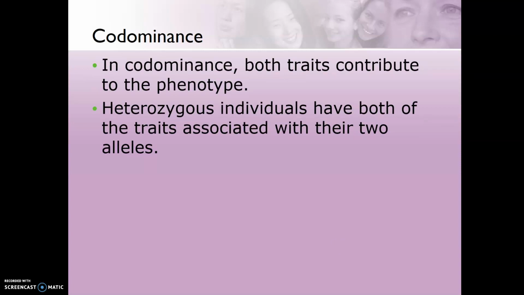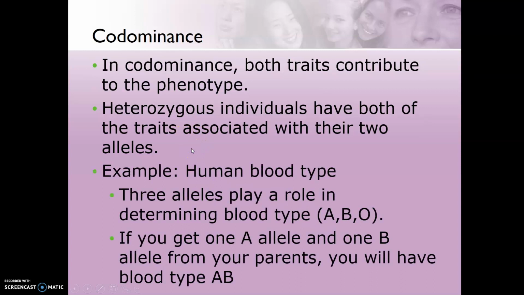Both traits are contributing. They're heterozygous individuals, and they are associated with 2 alleles. Human blood type is part of codominance. 3 alleles play a role in determining blood type. So you have an allele for A blood type, a B blood type, or if it's missing, it's O. That's where O comes from, no A's or B's. So let's say you get one A allele from one parent and one B allele from another parent, you have type AB blood.